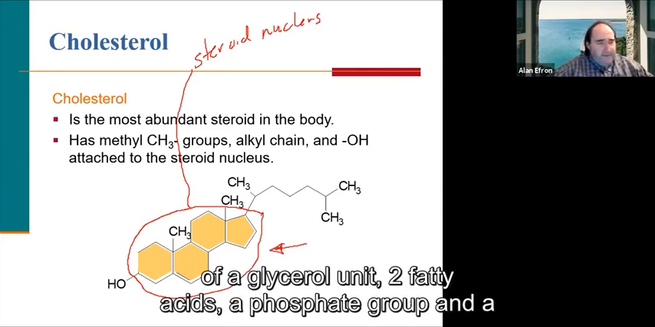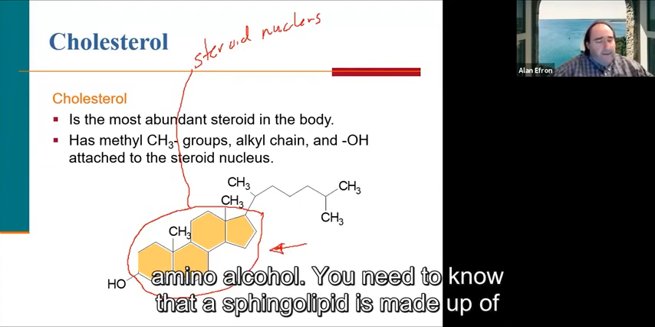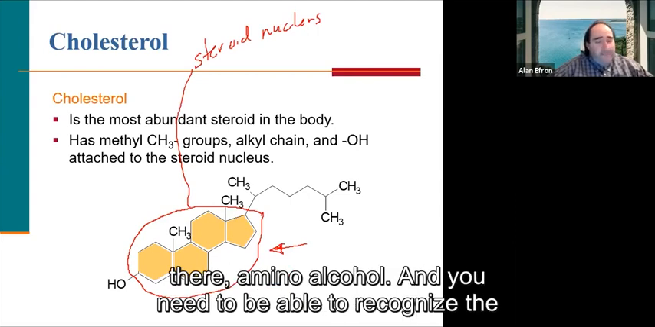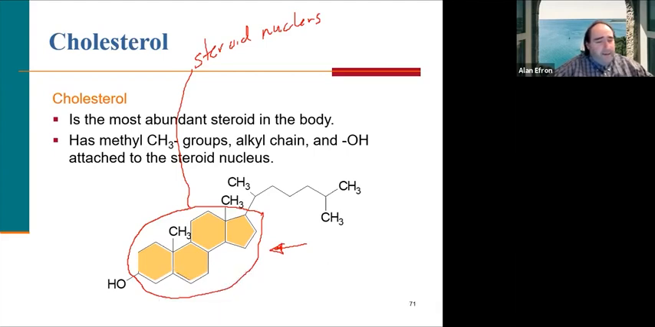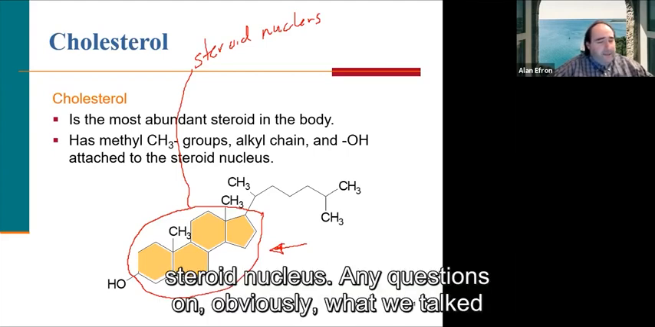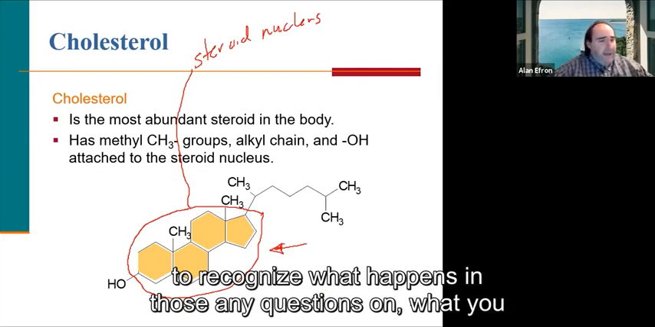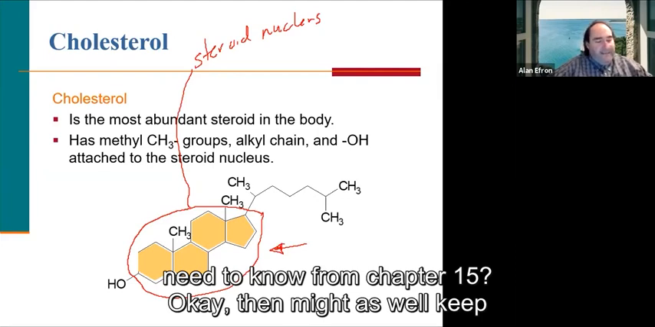phospholipid is made up of a glycerol unit, 2 fatty acids, a phosphate group, and an amino alcohol. You need to know that a sphingolipid is made up of sphingosine, a fatty acid, a phosphate group, and an amino alcohol. And you need to be able to recognize the steroid nucleus. Any questions on, obviously, what we talked about in terms of hydrogenation reactions? You need to be able to recognize what happens in those. Any questions on what you need to know from chapter 15?